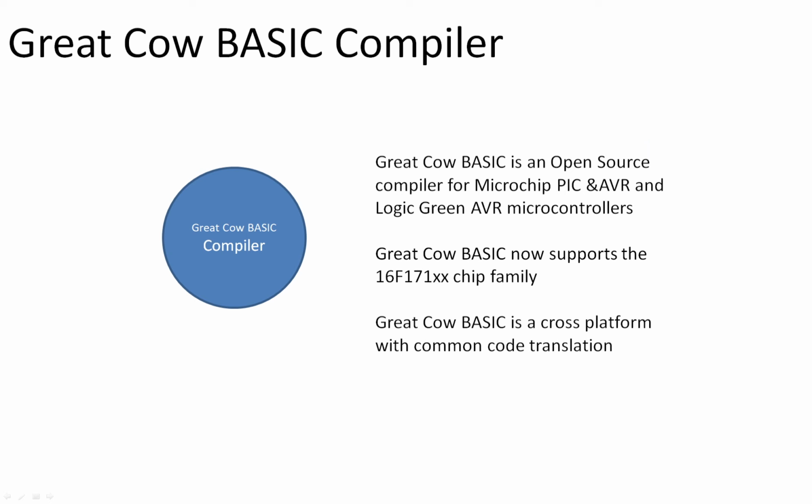Great Cow Basic is an open source compiler. It supports PICs, AVRs, and LGTs from Logic Green, their AVR microcontrollers. We've extended the libraries to support the 16F171 chip family. But Great Cow Basic is truly cross-platform with common code translation. I've explained that in the previous tutorial, that your user program can be translated into many different target architectures.